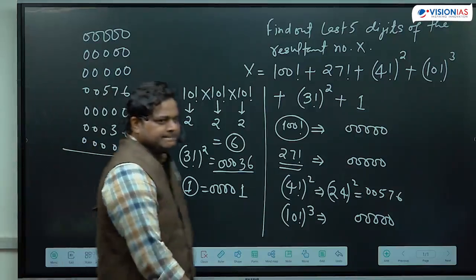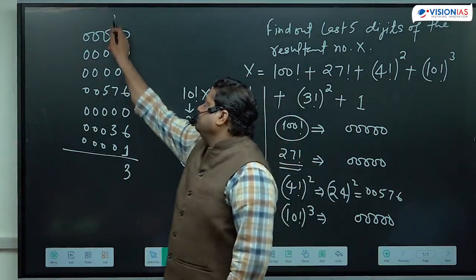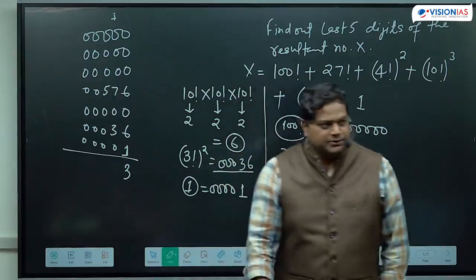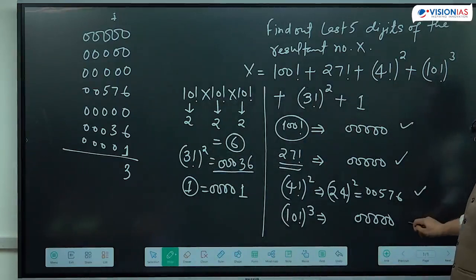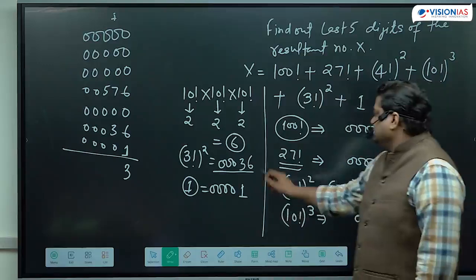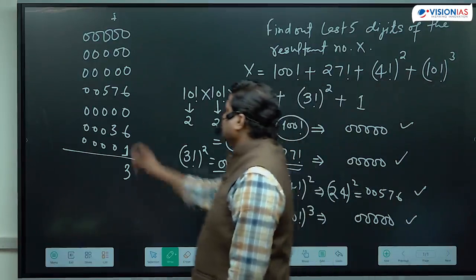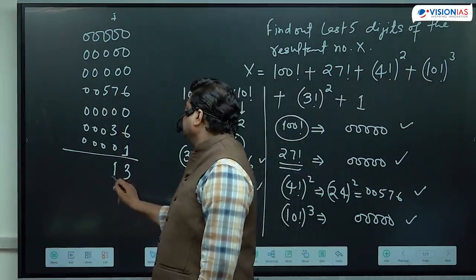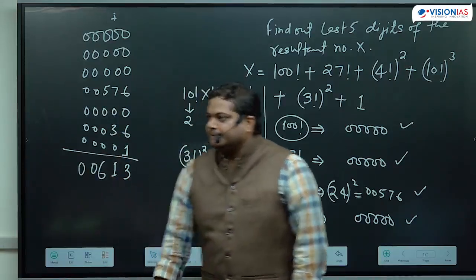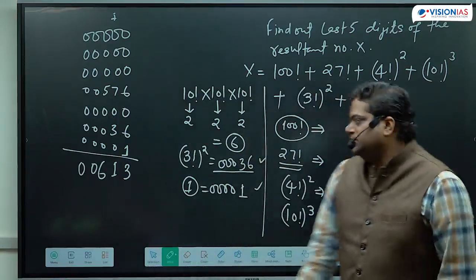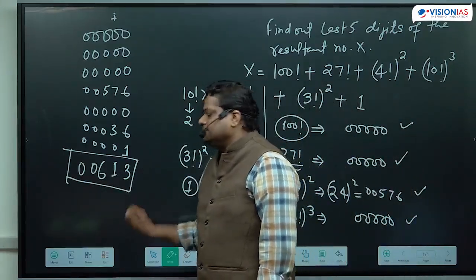What are we getting? 3, 1 carry. Is anything being missed? 1 2 3 4 5 6. Okay. What came here? 6 here. That is all that was coming, right? 0 0 6 1 3. So the last 5 digits will be this only.